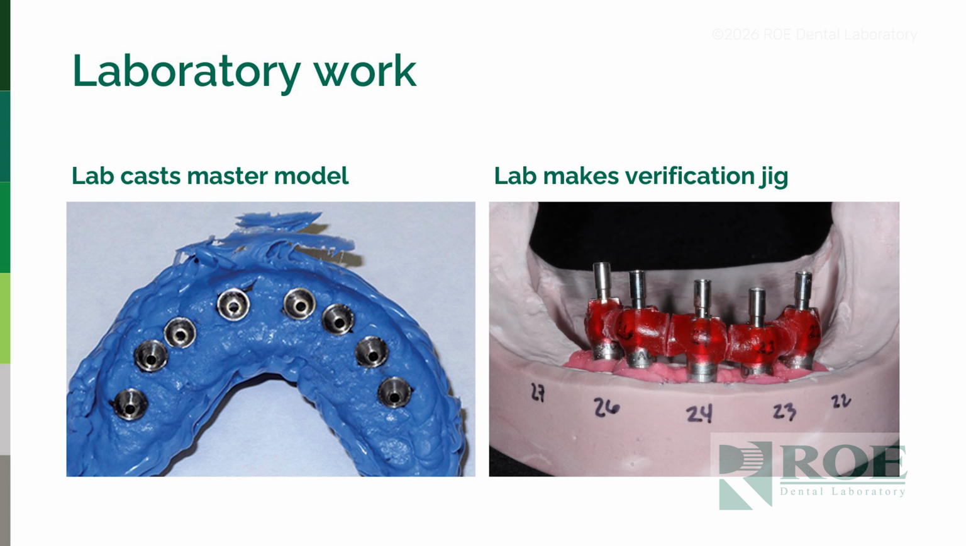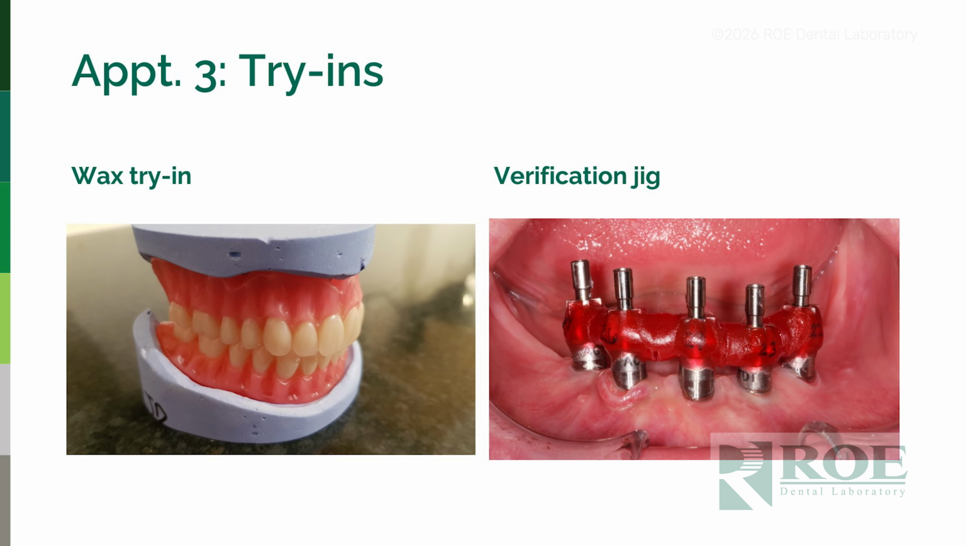When that went back to the laboratory, their job was to create the master model. However, that master model needed to be verified. We weren't going to accept generally that the second impression was absolutely 100% accurate because we were about to start making some fairly expensive laboratory work. So typically the lab would make some form of verification jig, and there are lots of different ways these were made, but ultimately that verification jig went back for appointment 3.